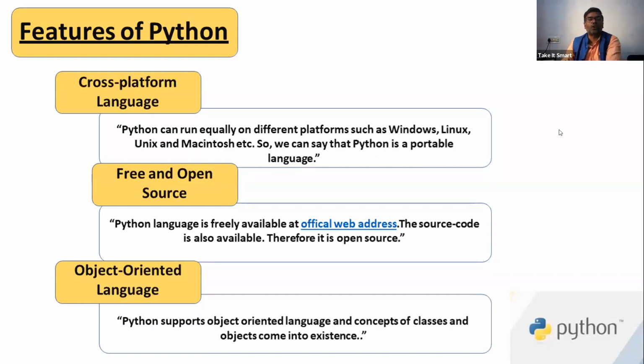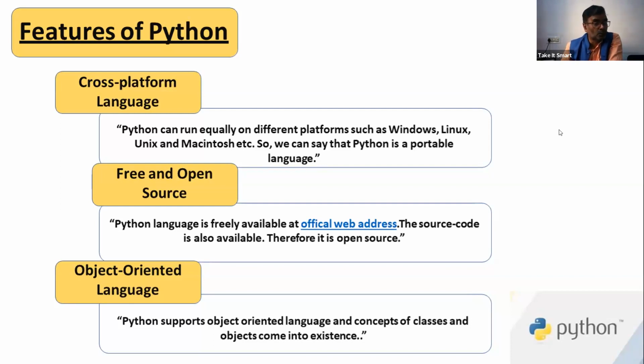So next is cross-platform language. What is a cross-platform language, and why is it important? Python can run equally on different platforms such as Windows, and as I was just talking about, Linux, Unix, Mac. So we say that Python is a portable language. It works on all the operating systems present in the market. Maybe it may run on Android also. Python may have a version for Android.